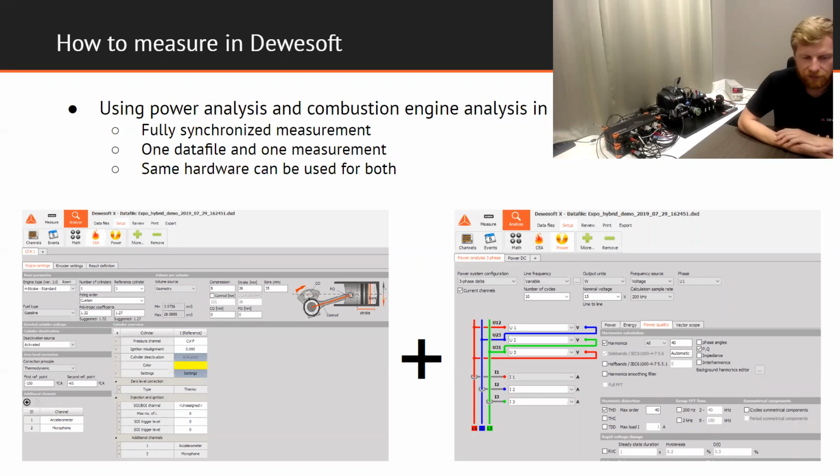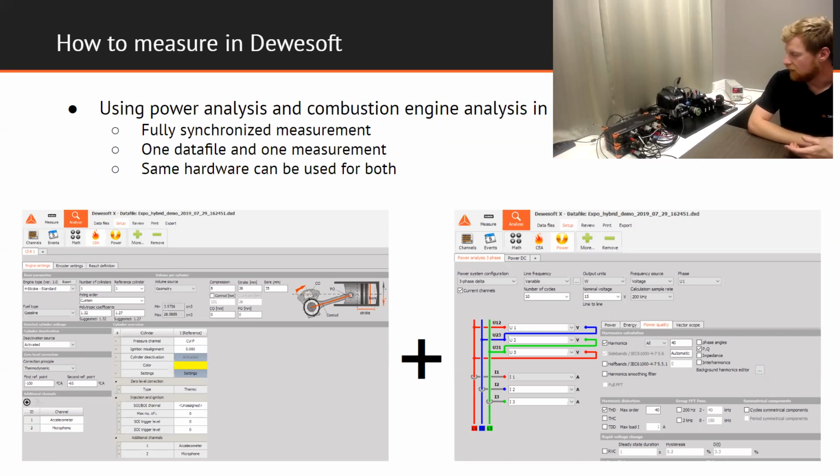So how do we do the measurement in Dewesoft? We basically use a combination of power analysis and combustion engine analysis. The module for combustion analysis has just recently been completely redesigned, and it has additional functionality for any new engine. Also, the power analyzer has gotten new updates, new calculations. So both modules are really top of the line on the market and are capable of doing hybrid powertrain analysis.